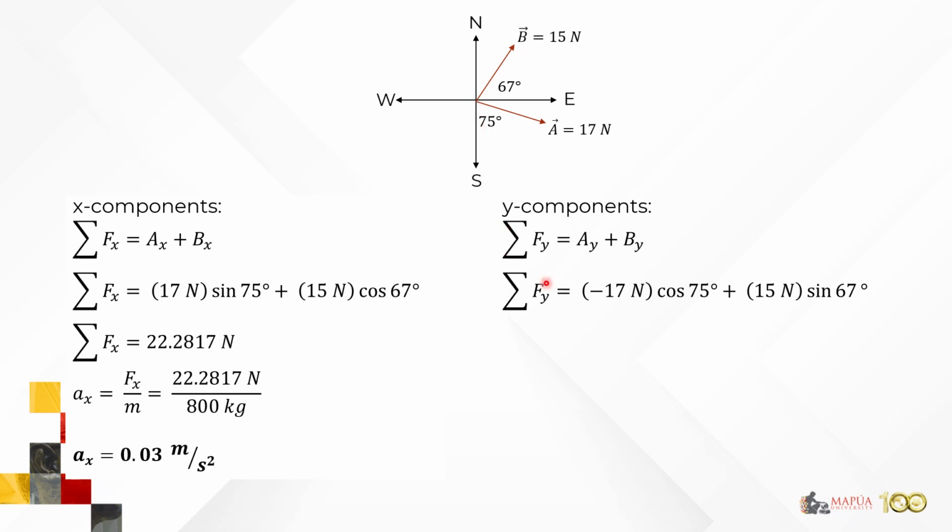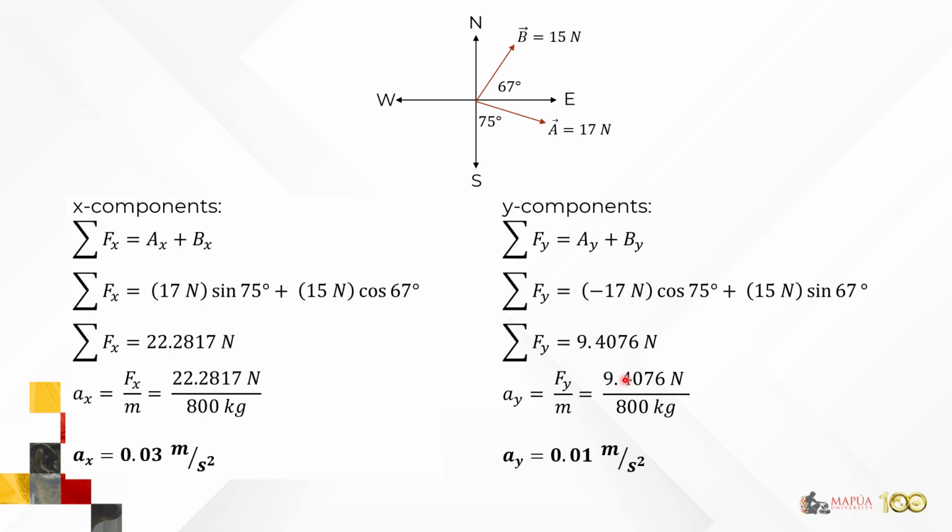Okay, for x and y plot. Then let's try to solve on your own. Okay, so f sub y should be equal to 9.4076 newtons. And again, to solve for A, we'll use the second law of motion. Acceleration is equal to force over mass. And you should get an answer of 0.01 meters per second. Okay?